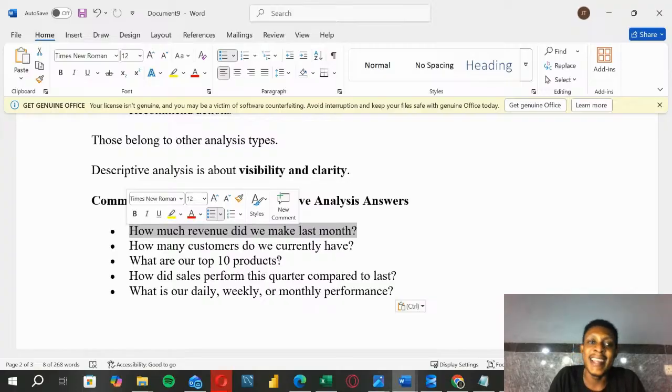Everything I've been explaining is under descriptive analysis: helping the company know what our top 10 products are, how sales performed this quarter compared to last, what our daily, weekly, and monthly performance is. These all fall under descriptive analysis. If the question starts with how many, how much, what, it is descriptive.